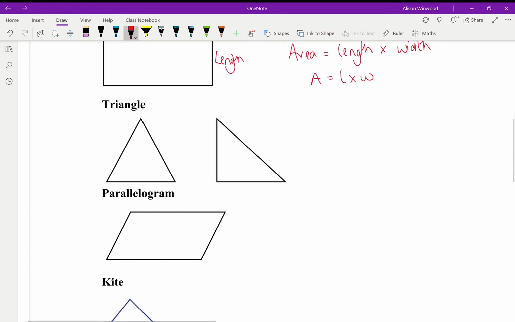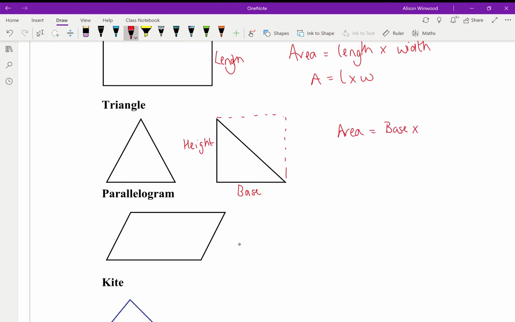A triangle, any triangle, is half a rectangle. Sometimes it's easier to see than others, so in the right angle triangle it's quite easy to see how it's half a rectangle. So we call its two dimensions base and height, so its area is the base multiplied by the height as if it was a whole rectangle, and then divided by 2, or base times height over 2.